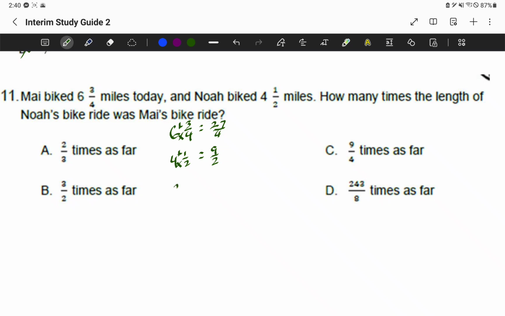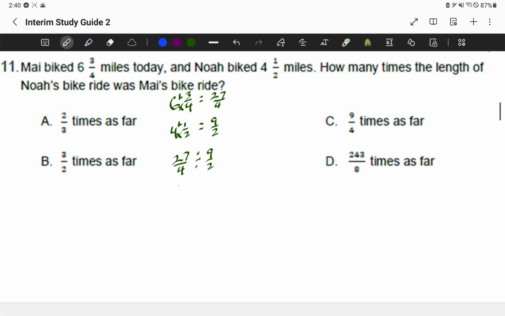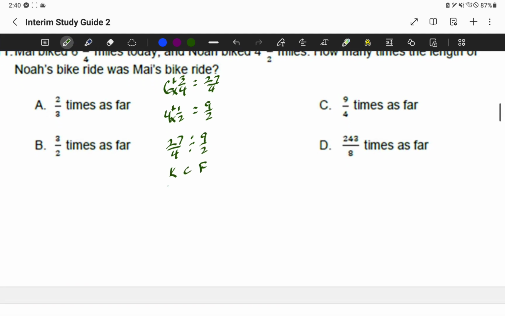So we've got 27/4 divided by 9/2. Keep, change, flip. So that's 27/4 times 2/9. Now, if we multiply straight across, 9 times 4, the easy one, is 36. 2 times 27, well, 2 times 20 is 40. 2 times 7 is 14. 14 and 40 is 54.